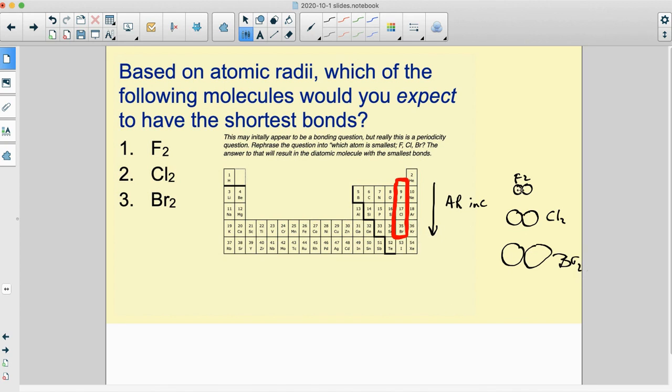Our bond length is measured from the center, nuclei to nuclei. That's going to be our bond length. We can see that because the size of the atoms is increasing, the bond length is also increasing. So the molecule with the shortest bond would be F2.